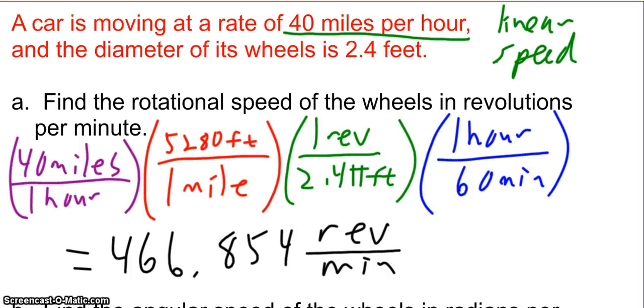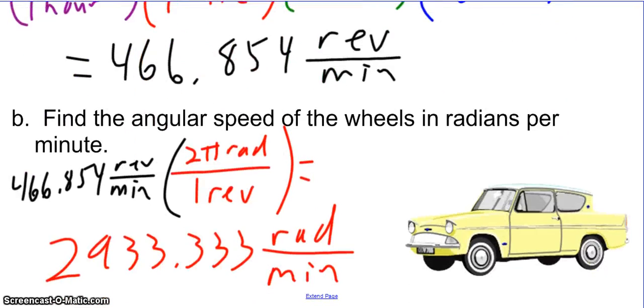Okay, so here you can see my work and what I was talking about by just converting units. I start with 40 miles per hour. I need to change miles into revolutions, and I need to change hours into minutes. So first I convert miles to feet. I multiply by 5,280 feet over 1 mile. Then I multiply by 1 revolution over 2.4 pi feet. This is the circumference of the wheel. And then I multiply by 1 hour over 60 minutes. And so I end up with 466.854 revolutions per minute.